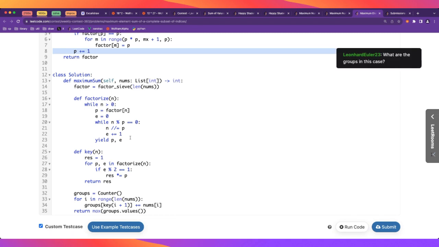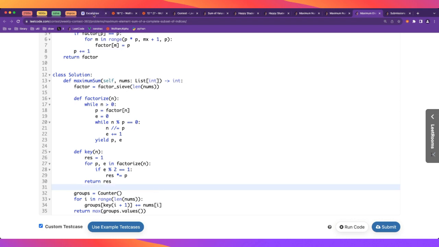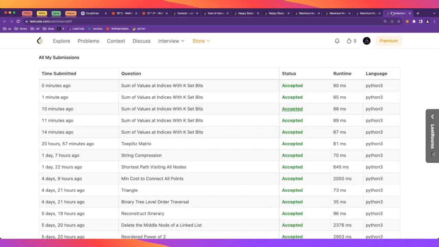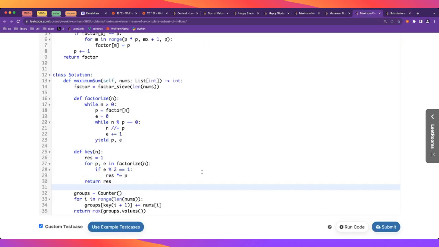What are the groups in this case? So we're grouping the indices using their prime factorization, but replacing the exponent of each prime by the remainder when divided by 2. So that's going to guarantee that we group together numbers that when they are paired and multiplied, the result is always a square.